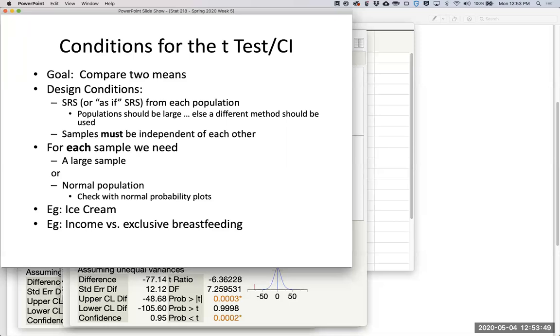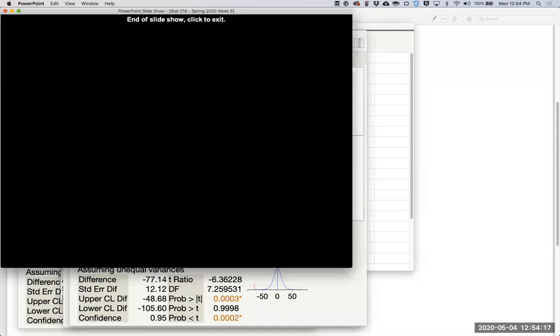For each sample, you need either the sample to be large or the population to be normal. Usually, like we mentioned before, two large sample sizes would be typically the way you go, or you have to assume that the two populations are normal if the sample sizes are both small. Very rarely will you have one large sample and then the other population being normal. And we've checked these with ice cream before, so we don't need to worry about that. Seems to be a good place to stop.